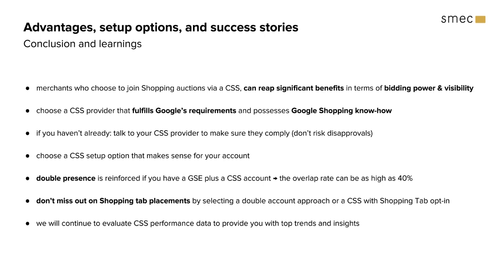Double presence is reinforced. If you have a Google Shopping Europe account plus CSS account, you've heard me say that a few times, highly recommend that. The overlap rate can be as high as 40%, as we saw on the candle graph. It really does make a huge difference for the right kind of campaign. And the overlap rate leads directly to higher basket value, and to increased baskets, even if sometimes the ROAS can be a little underperforming. It's normally only like that at the beginning until the equilibrium is reached.